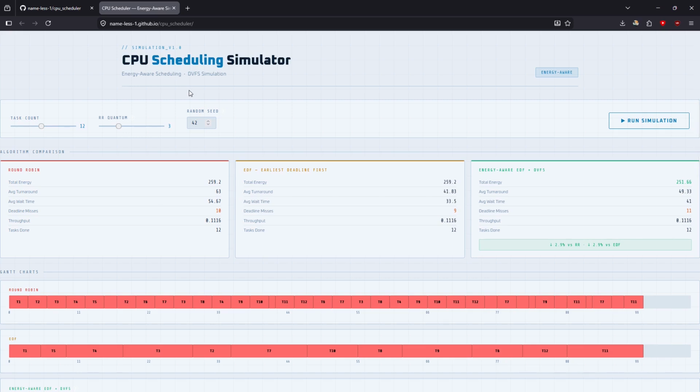The biggest thing this project taught us is that scheduling isn't just a correctness problem, it's an optimization problem. The right schedule depends on what you are optimizing for. For mobile and embedded systems, energy is just as important as speed.